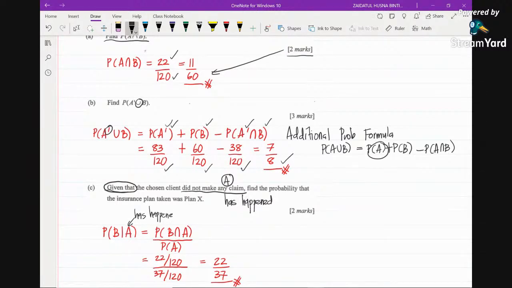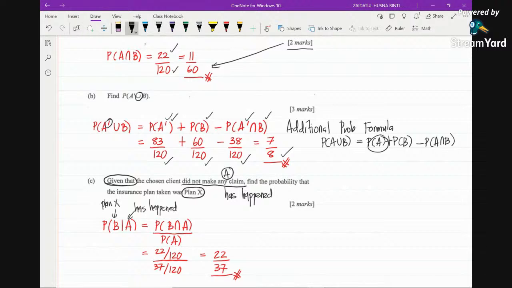Okay, so what is the probability that the insurance plan taken was plan X? Plan X is denoted by B, letter B, just now. So this is plan X. What is the probability that the client takes plan X, provided that he did not make any claim? Again, this is conditional probability, so we just use the formula: probability of B intersect A over P(A). So again, the event that has happened should be in the denominator.